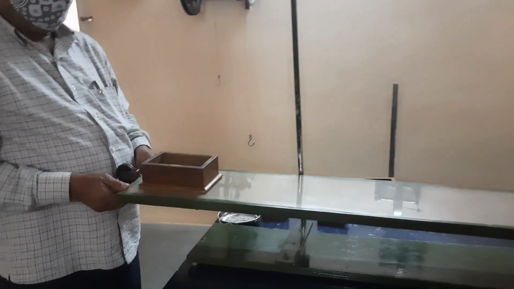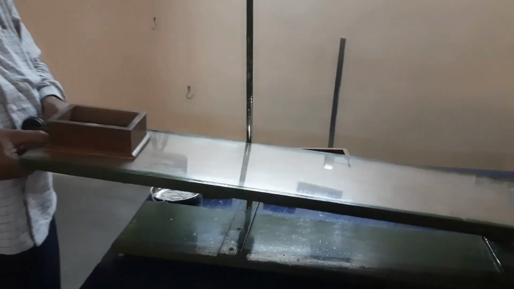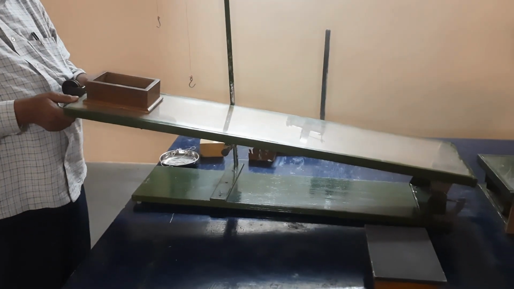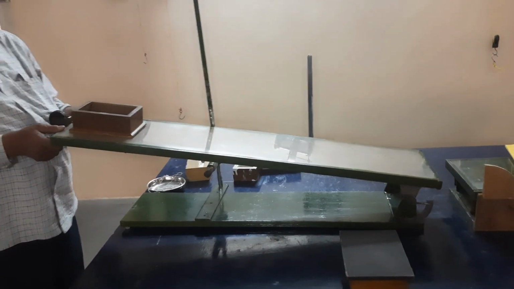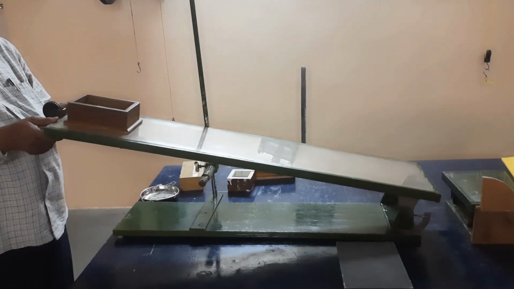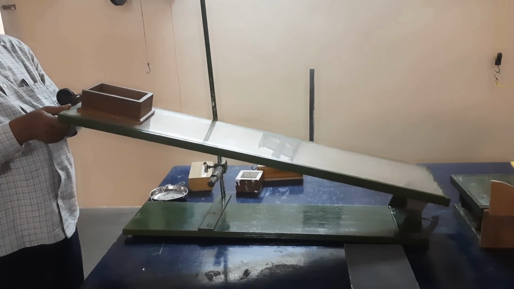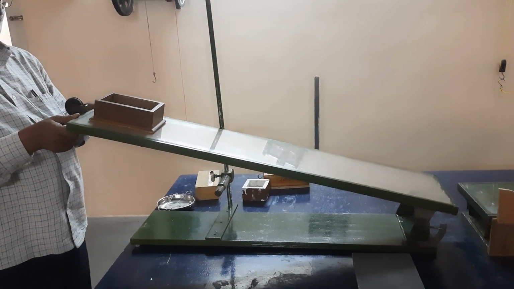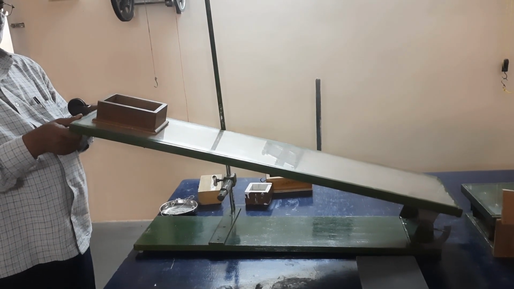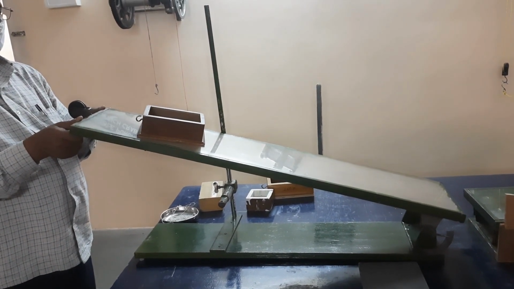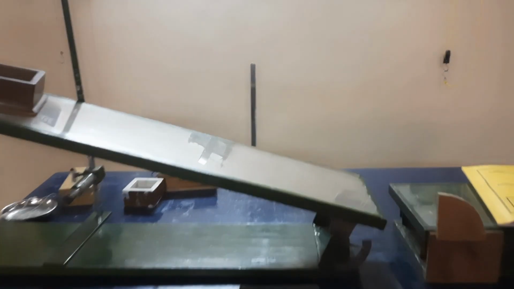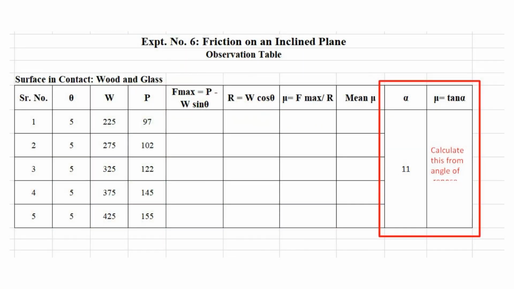The surface in contact is the wooden box and the glass surface. So here we are just checking the minimum angle required to slide the box on the surface. So this is the minimum angle that we have to note. It is 11 degrees.